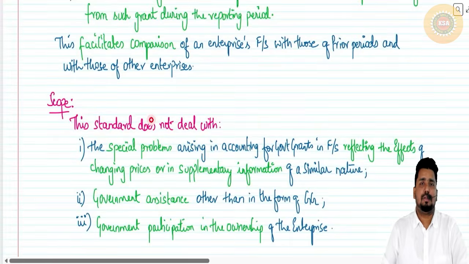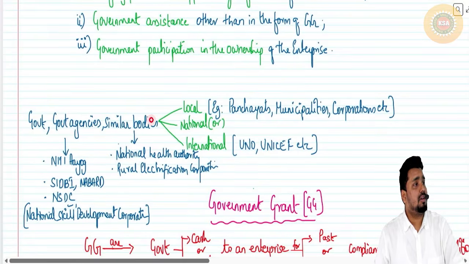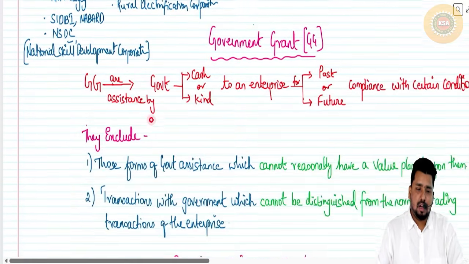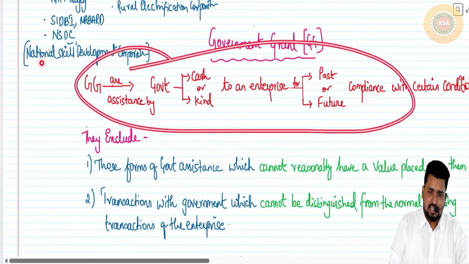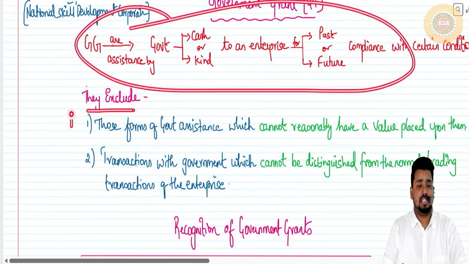Should all government grants be accounted, or should not all government grants be accounted? Tell me. Even though this is the government grant definition, what is not a government grant?